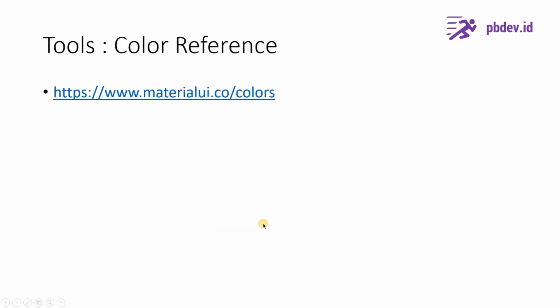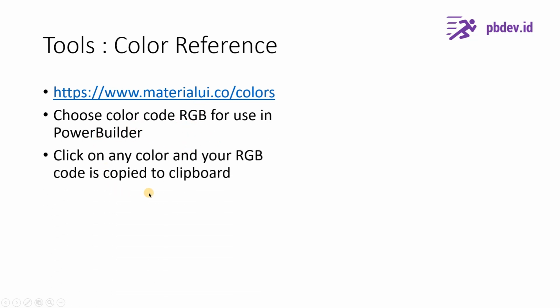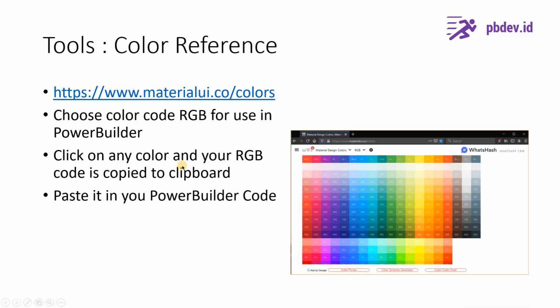Another tool is the color reference. I'm using the website materialui.co/colors. We can choose the RGB color code, so we can use it in PowerBuilder, because we can click any color and the RGB code is copied to the clipboard. Then we can easily paste it in our PowerBuilder code.